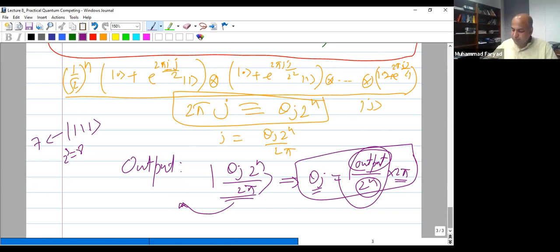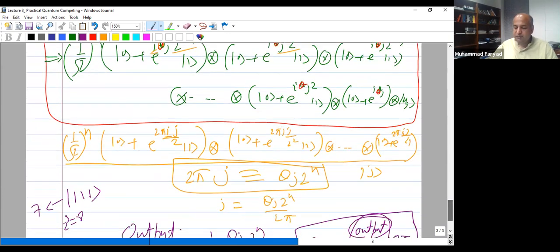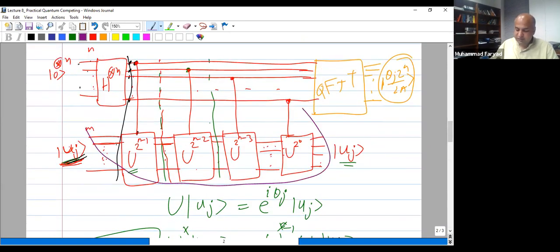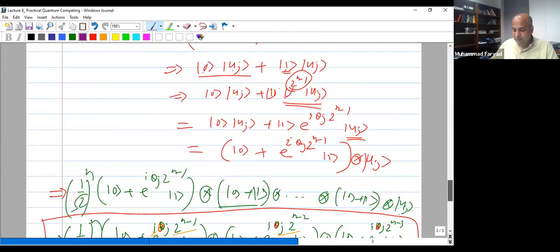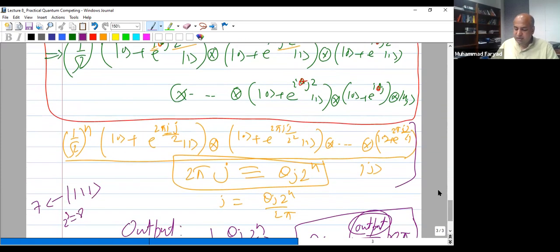Okay, so the people who developed this algorithm essentially worked backward from the Fourier transform. They knew what the Fourier transform looks like, so they designed this part of the circuit to match its output to the Fourier transform. That's why they started out with this weird U power 2^(n-1), U power 2^(n-2), and so on, because with this you can end up with an output that matches the Fourier transform.